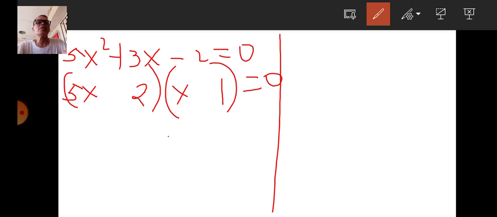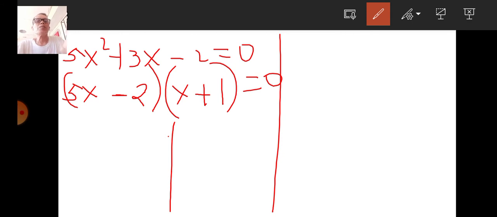And since the middle term is positive, this one must be positive and this must be negative. So that 5x times 1 is 5x. Negative 2 times x is negative 2x. 5x plus negative 2x, you will have positive 3x.